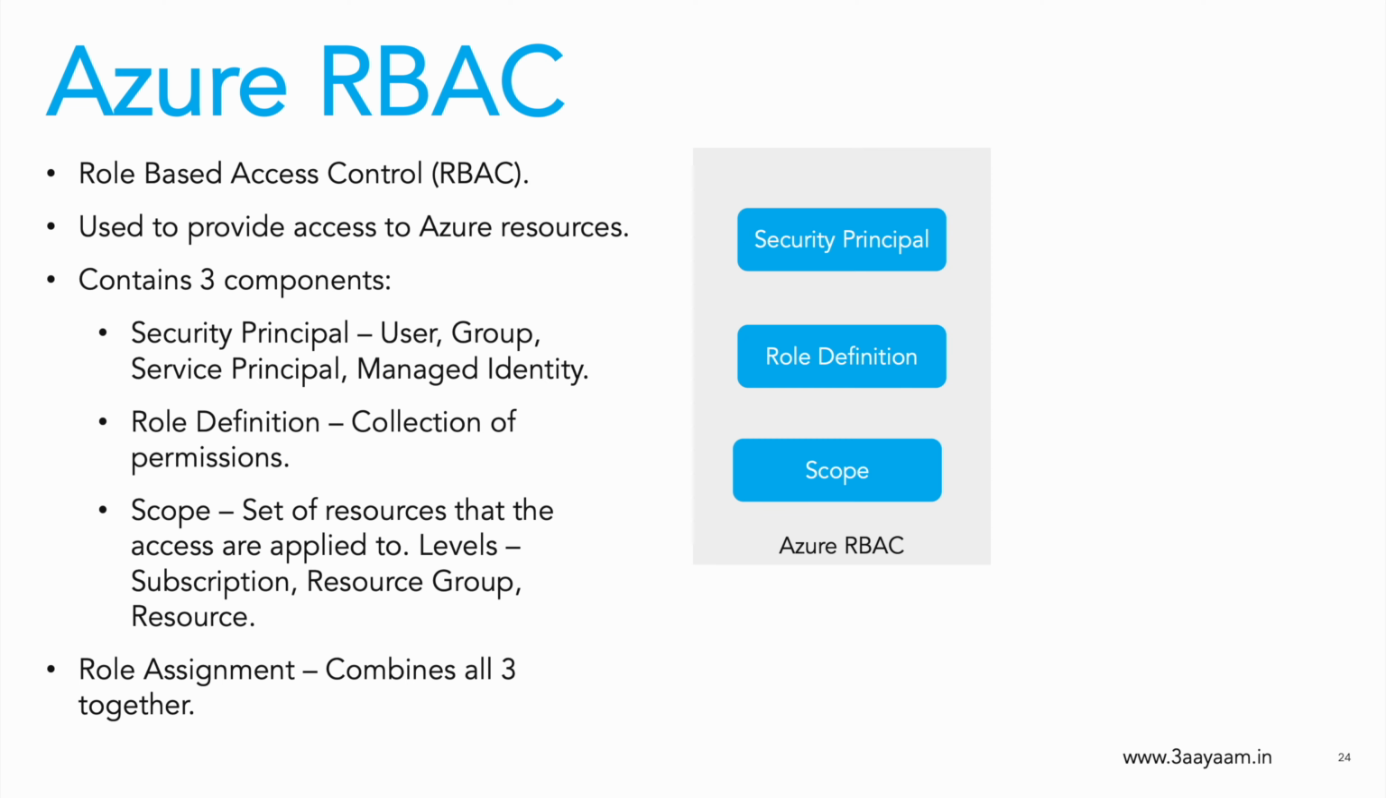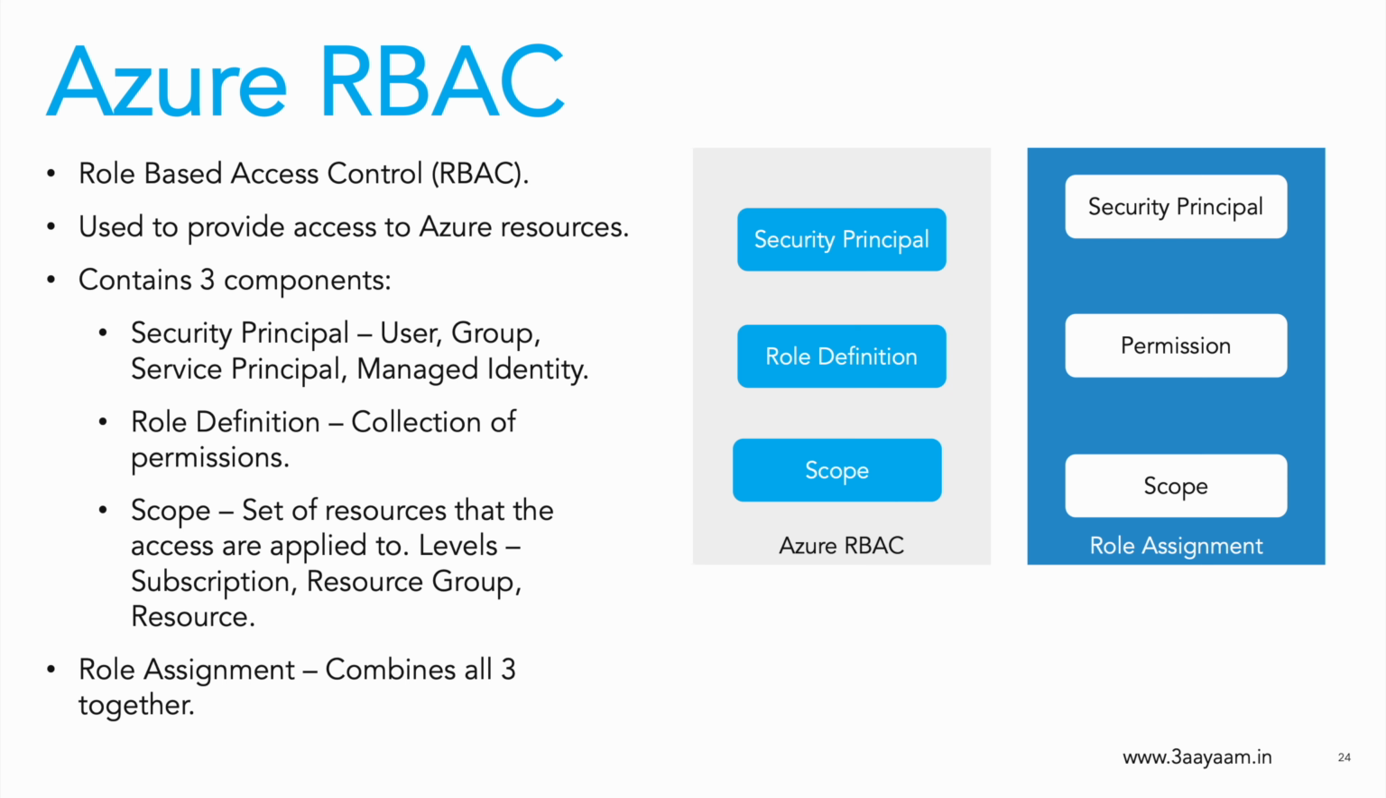And you have to combine all of them together using something called a role assignment. As we need all the three components together to provide security, we need a way to consolidate them so that they can work together. And role assignment is the way to do that. Using role assignment, we consolidate these three components so that they can work together.